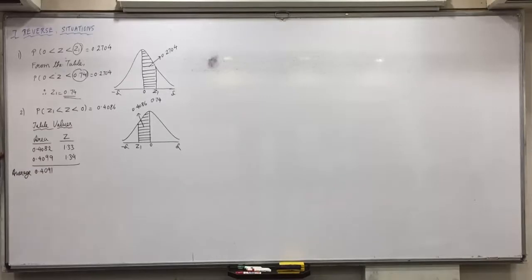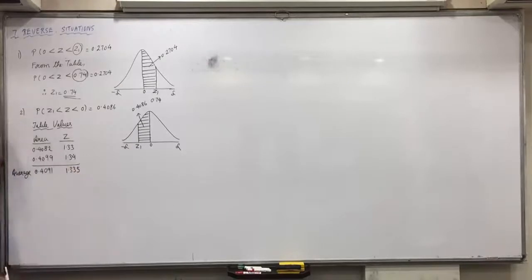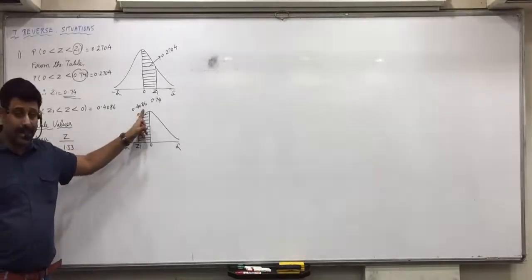4.0905 means 4.091 rounded off. Okay, 4 decimals we have to round off. And do 1.33 plus 1.34 divide by 2. That is 1.335. Now listen carefully. We need the area of 0.4086.